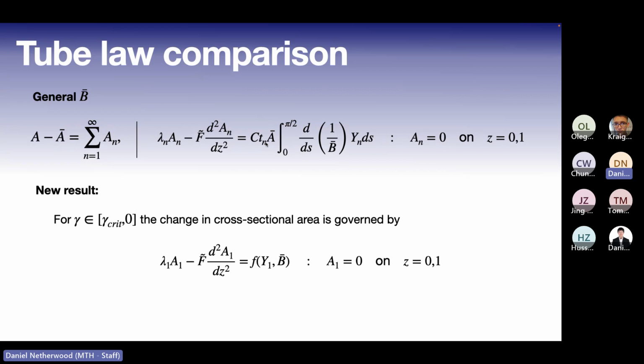This new work on the domain gamma critical to 0 means that the change in cross-sectional area is only governed by one differential equation, where the forcing F here is known in terms of numerically obtained functions.